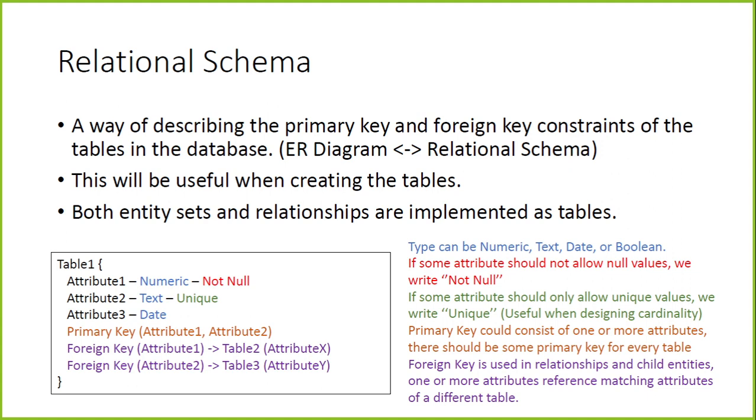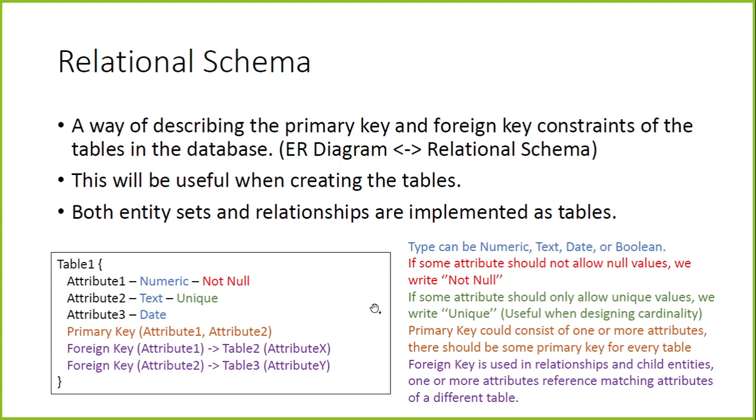And in this relational schema, actually, what we are doing is to describe the tables in the database. So, our goal is to describe the tables so that we can implement them easier. So there is no standard way of writing the relational schema, but we are going to try to talk about the names of the attributes. So this is like an example relational schema for a table. So whether this is going to be an entity set or a relationship, it is going to be determined by the foreign keys that we have here, actually.